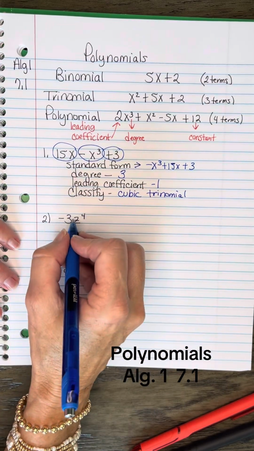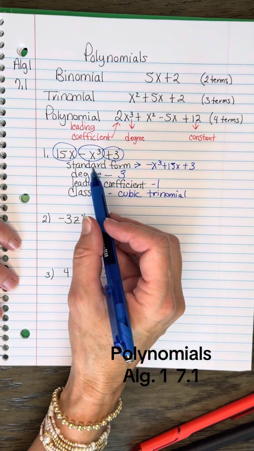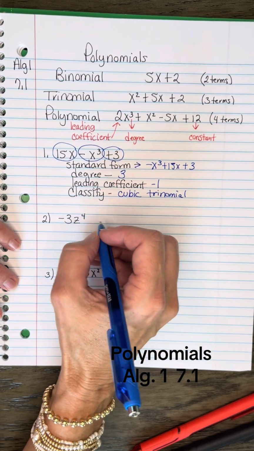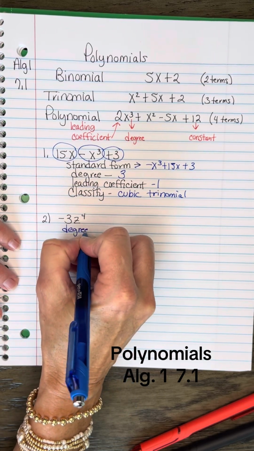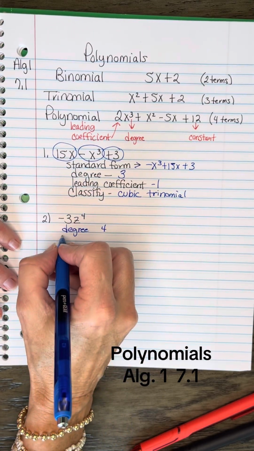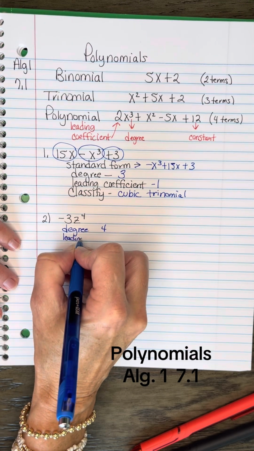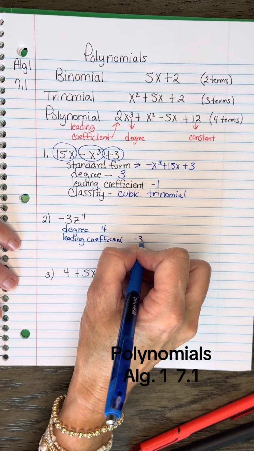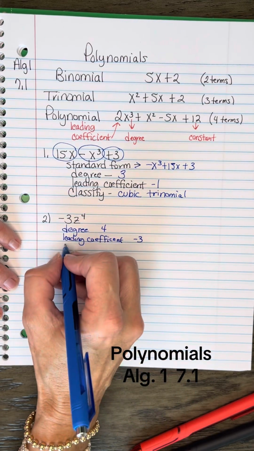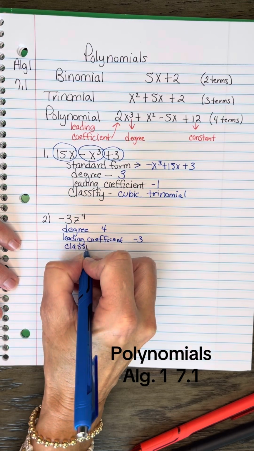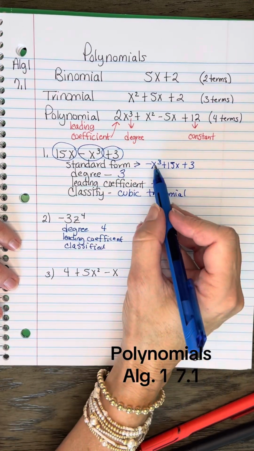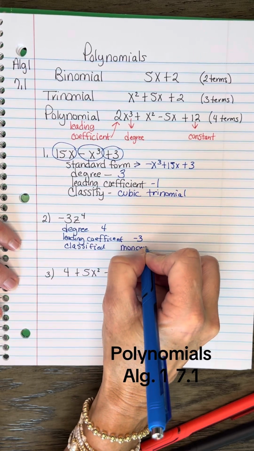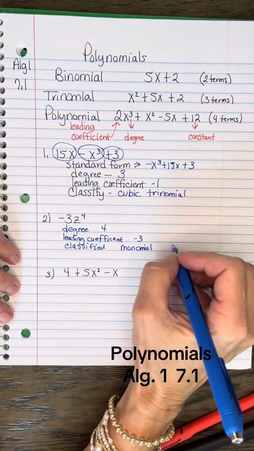Okay, on -3z to the 4th power, it is in standard form. It's just a monomial itself. The degree is 4. The leading coefficient, since there's only 1 term, is the -3. And then if I classified it, I have one term. It is a monomial to the 4th degree.